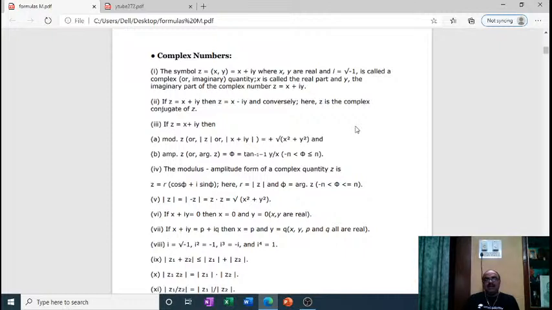So the imaginary part of the complex number is iy and the real part of it is x. So how do you represent a complex number? x plus iy. The conjugate of x plus iy will be x minus iy, same as what you saw just now in surds. The conjugate of x plus iy is x minus iy and vice versa.